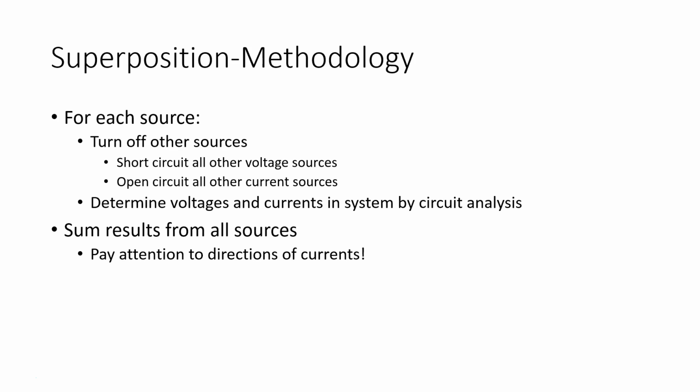And then you determine all the voltages and currents in the system which now only has one source. You do that for each source independently, and then you add up all your results and you will get the result for the total system. So that is basically what superposition is. So we'll just go through 2 or 3 examples and you'll see how it works.